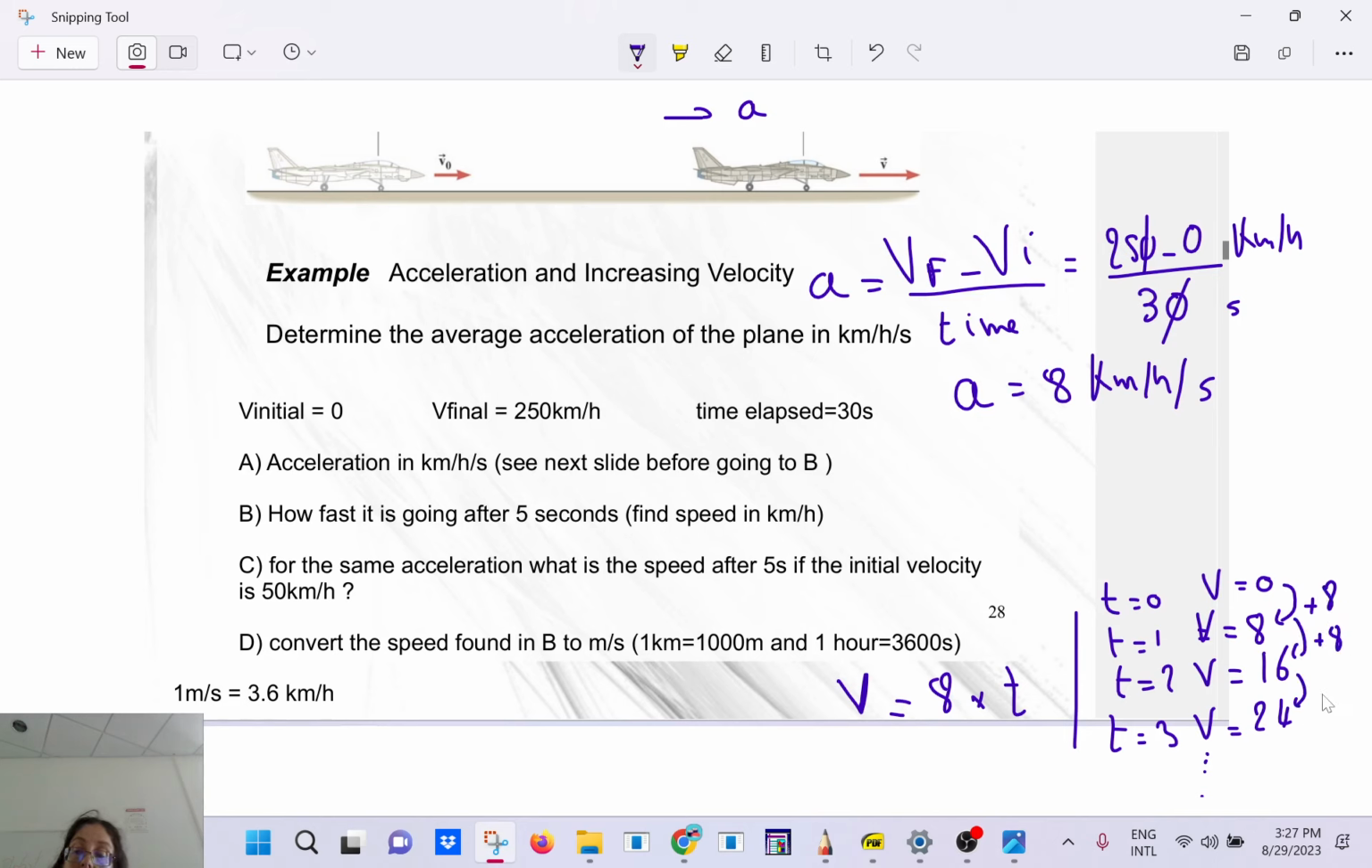So that's the definition of a linear equation between velocity and time. It's like a proportion. If you're used to y equals mx, it's the same thing. You have velocity and time, and the velocity increases at a constant rate. So one step of 1 here, you have a step of 8. So this is kilometer per hour, and this is second. So every second, the speed increases by 8.